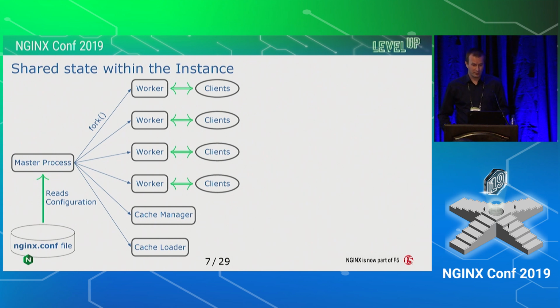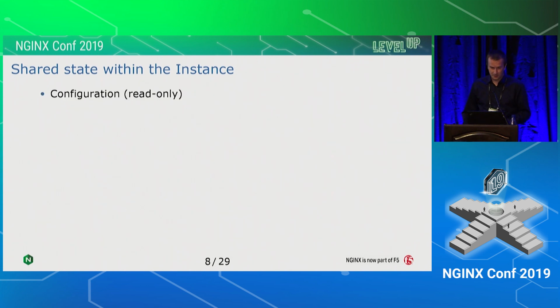Let's take a step backward from the cluster and take a look into a single Nginx instance. We know that Nginx is a multi-process application, and internally it runs multiple worker processes that deal with clients. And we know that at this level, workers know how to share the state. So let's look at what state we have on a load balancer and how it is shared.